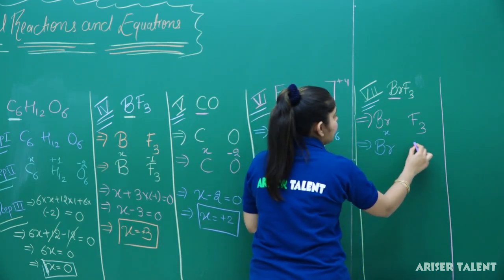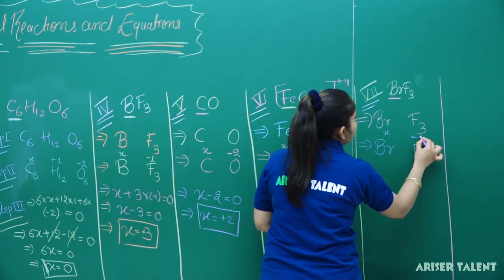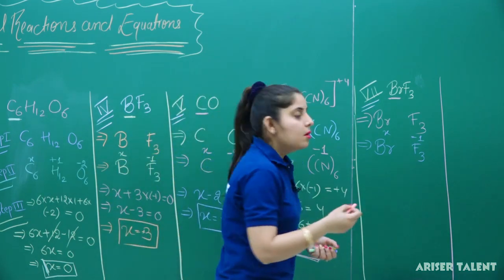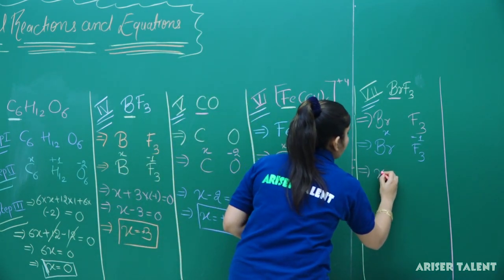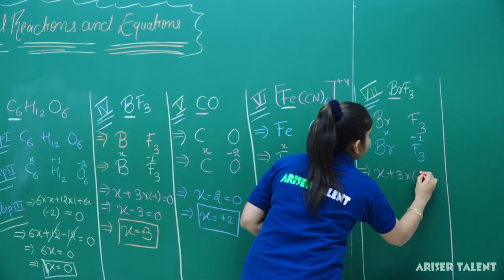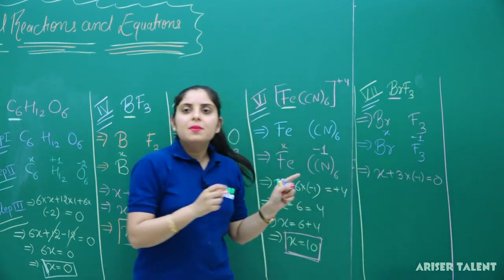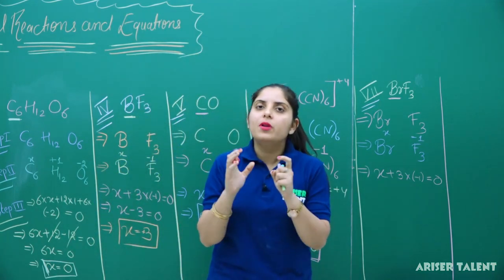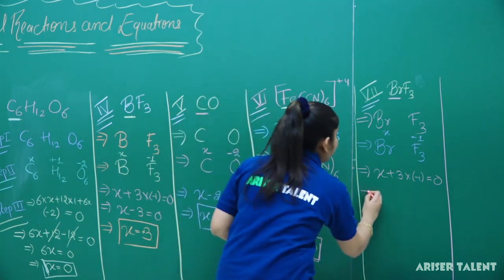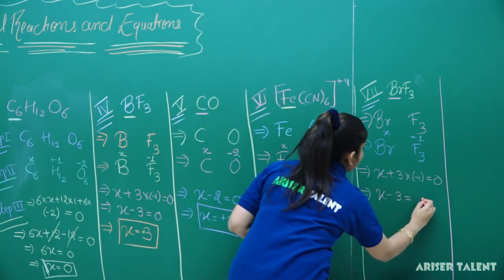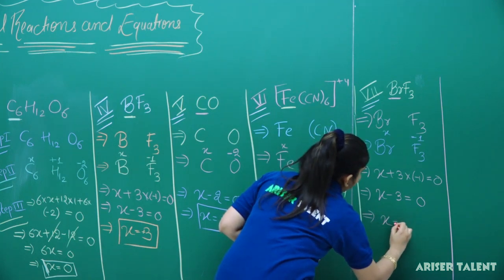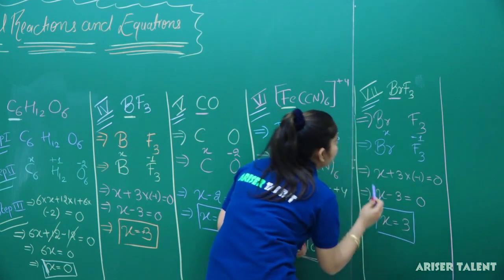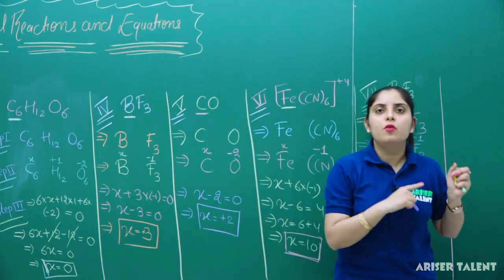Br, X, and for fluorine I know the oxidation state is -1, as we have seen from the oxidation number table. Now X plus 3 into -1 will be equal to 0. I am substituting 0 on the RHS of the equation because the total charge on that compound is equal to 0. So we are getting X minus 3 equal to 0, X equal to 3. It means X equal to 3 will be the oxidation state of bromine in this fluoride.